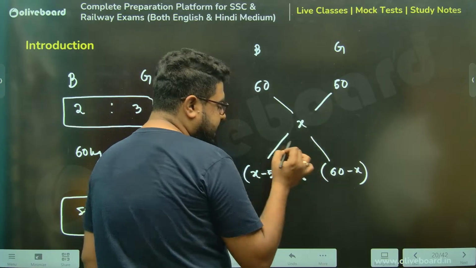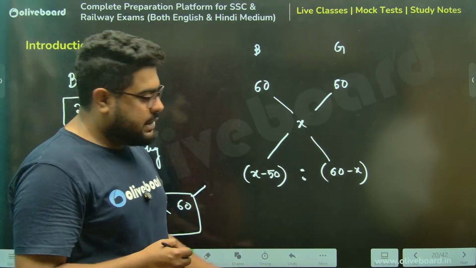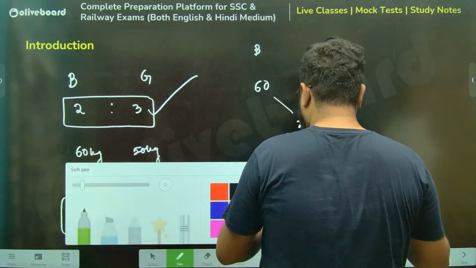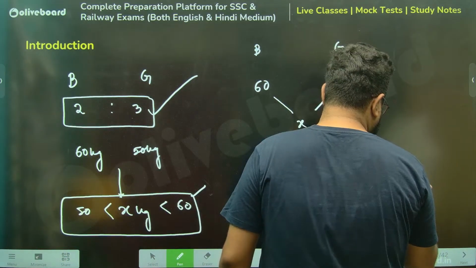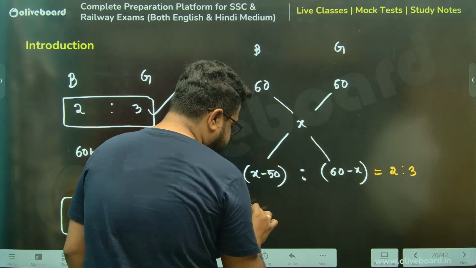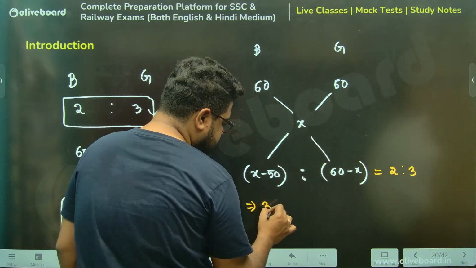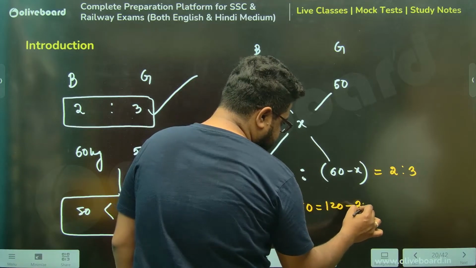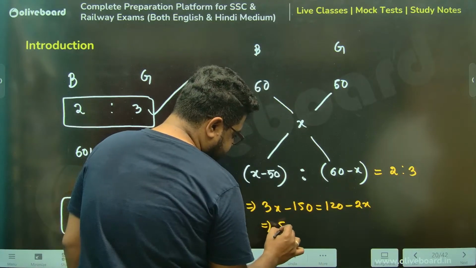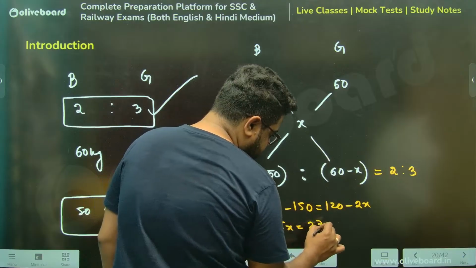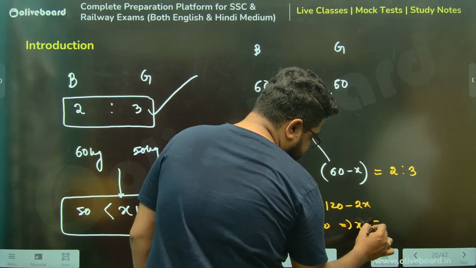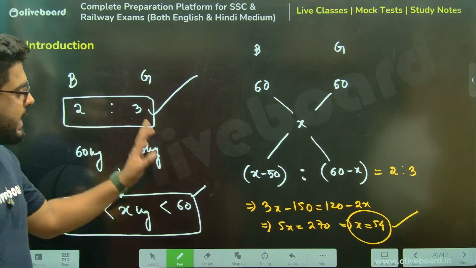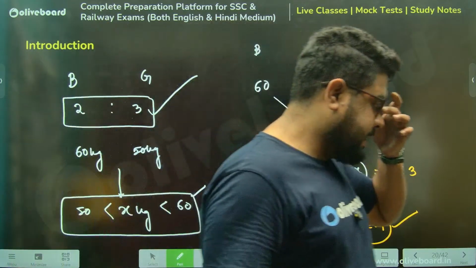Don't make a khichdi out of this. This is the ratio which is already given to you as 2:3. So you can calculate from here. 3 into x minus 150 equals 120 minus 2x. From there, 5x is 270. The value of x is 54, sir. You see, we got the answer. Same thing we are doing using alligation.